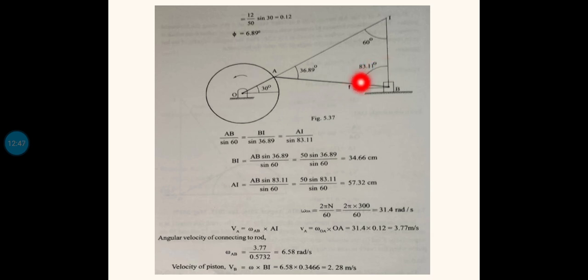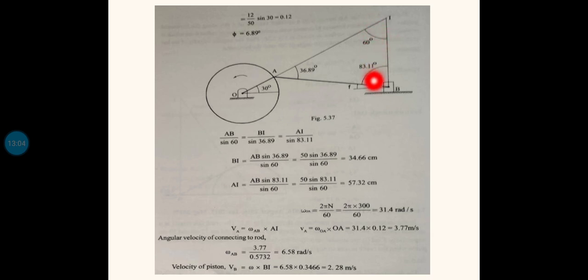This remaining angle is 90 minus 6.89 degrees, so this angle is 83.11 degrees. Now since this is 30 and this is 90, this one will be 60.